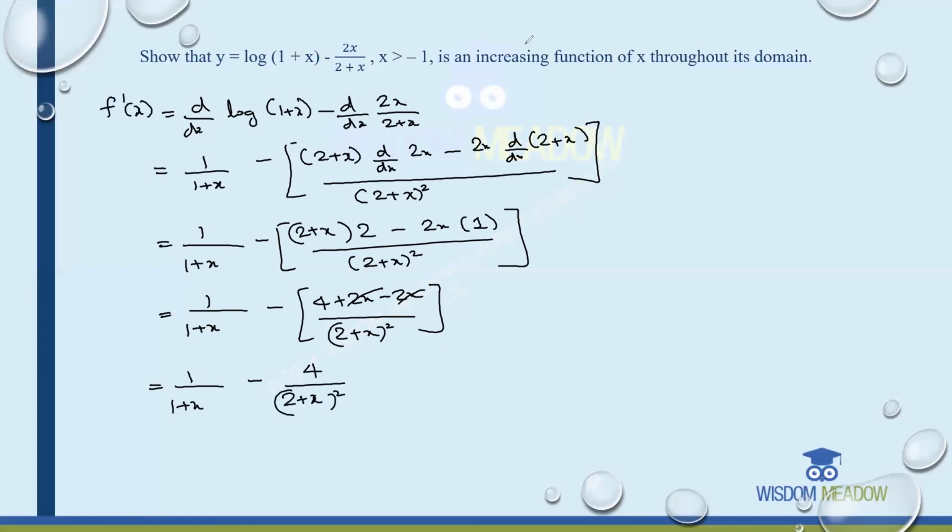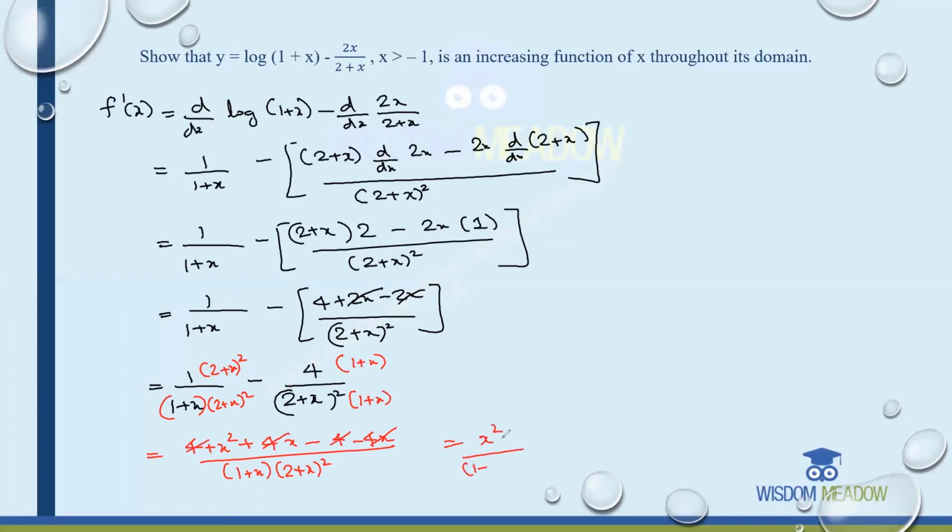Now trying to make the denominator the same, I can multiply this with 2 plus x the whole square, and this with 1 plus x. So opening it up, 2 plus x the whole square is 4 plus x squared plus 4x, minus 4 multiplied to that. So it's going to be minus 4x over the common denominator, 1 plus x times 2 plus x the whole square. So the 4x gets cancelled, 4 gets cancelled, x squared over 1 plus x times 2 plus x the whole square.